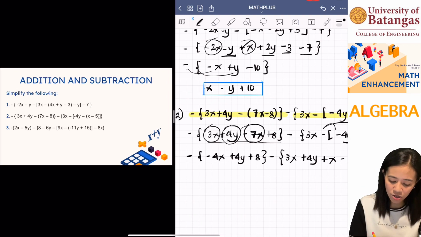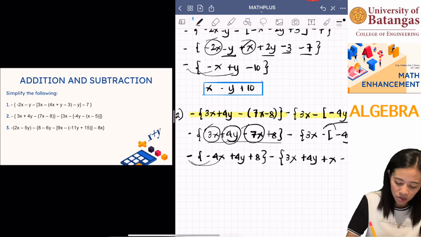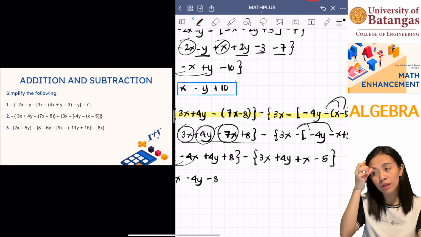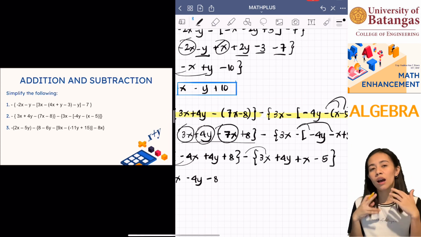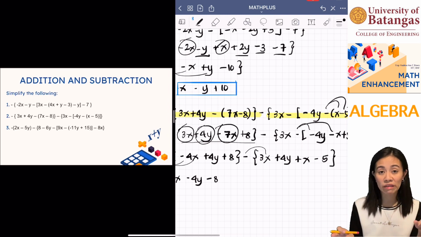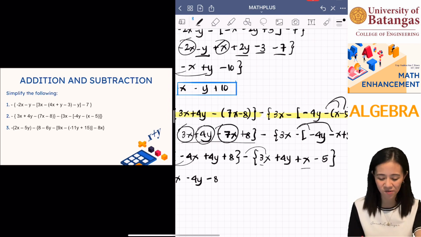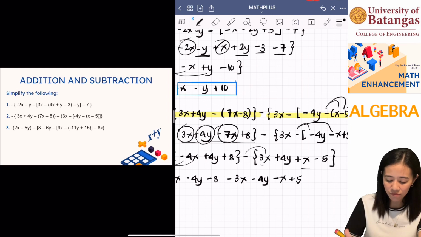And then, I'll distribute this negative sign sa loob ng braces ko. So, that would be positive 4x na. Okay, negative 4y, negative 8. And then, if you want, pwedeng i-distribute na rin natin yung negative sign nito. Tapos, afterwards, saka na lang tayo mag-simplify nung nasa loob ng brace natin. Kasi wala na naman eh. I mean, pwede namang after na natin mag-distribute, saka natin i-simplify yung 3x plus x, which is 4x. Pwedeng ganun. So, you get negative 3x, negative 4y, negative x, positive 5.